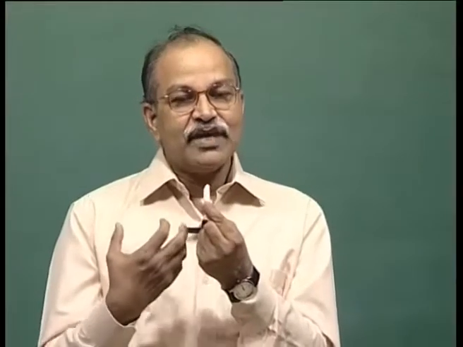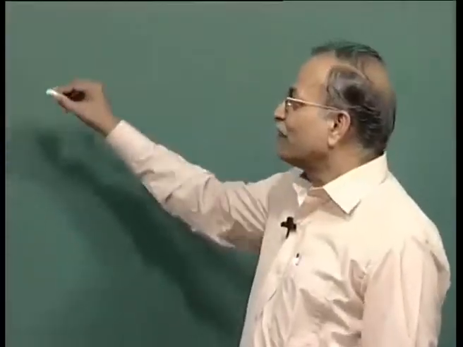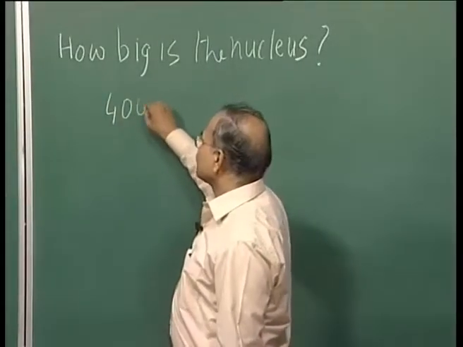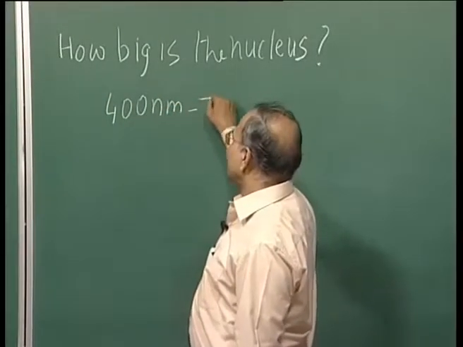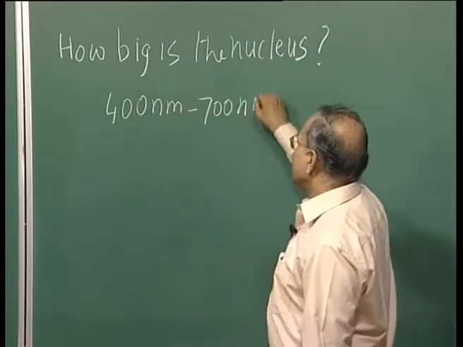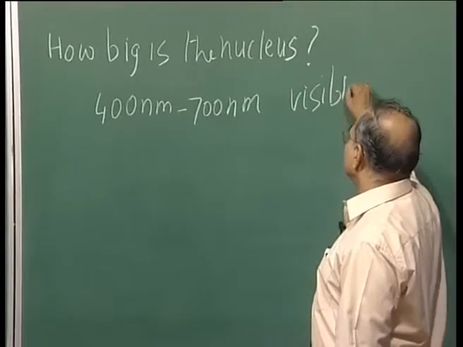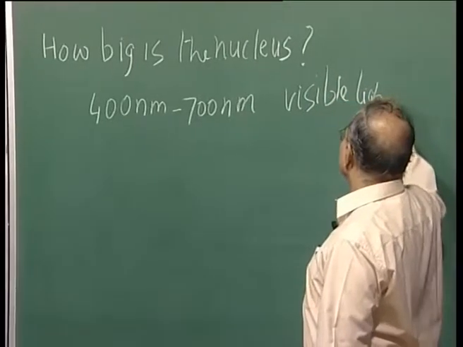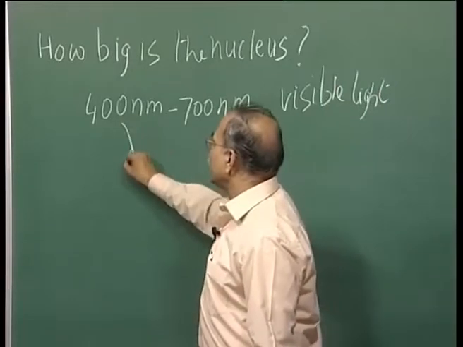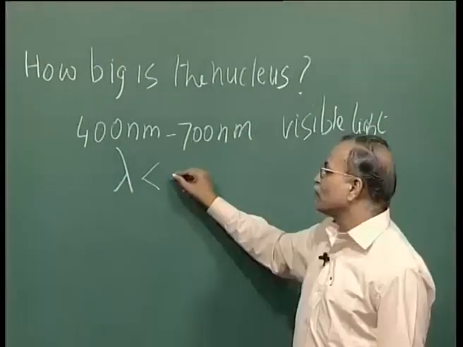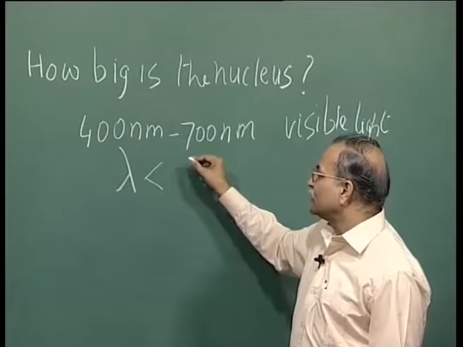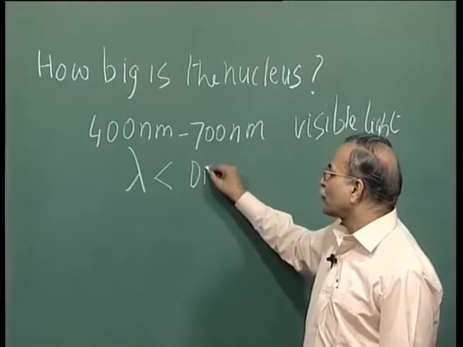So what is the difference? Both are waves. The difference is in wavelengths. When we are using light, the wavelengths involved are something like 400 nanometer to 700 nanometer for visible light. And this wavelength of visible light is much smaller than the diameter of this chalk piece.